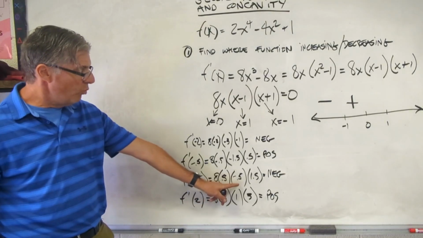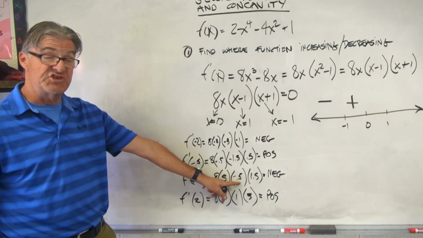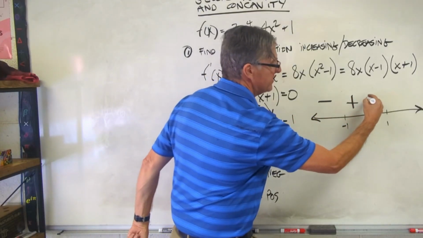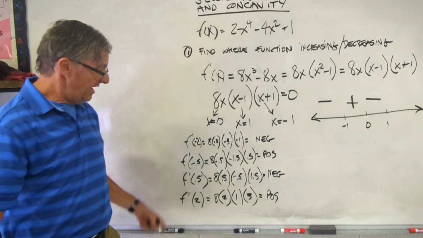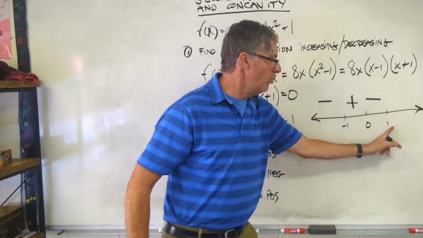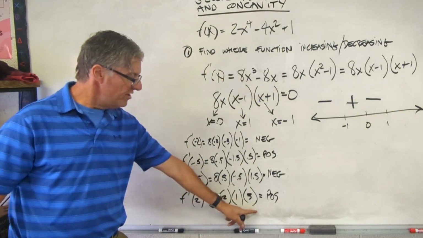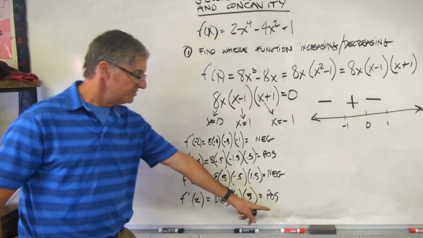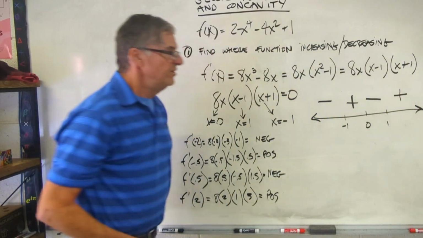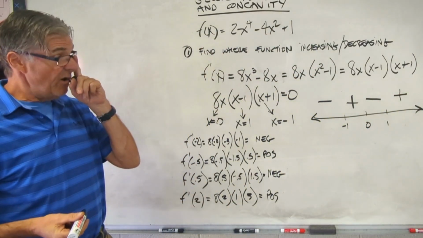Then finally f prime of positive 0.5, which is between 0 and 1. That gives us only 1 negative in our multiplication chain, so the result is going to be negative. So I can put a minus sign here over that interval. And then lastly, f prime of 2, which is out here beyond the 1. All the numbers being multiplied are positive, so the result is positive. So I have a positive there.